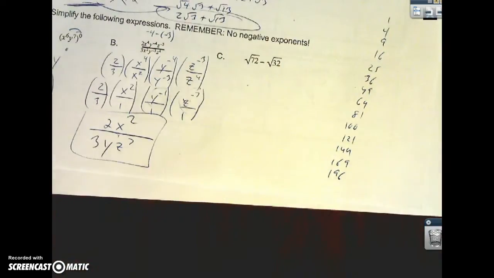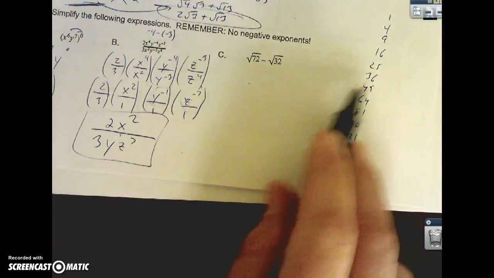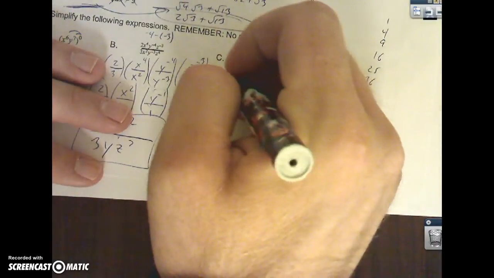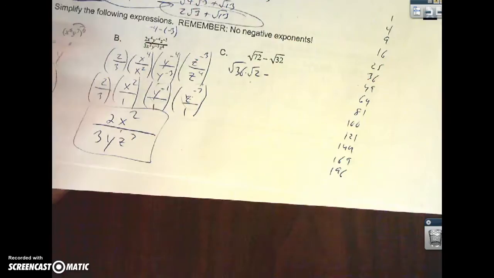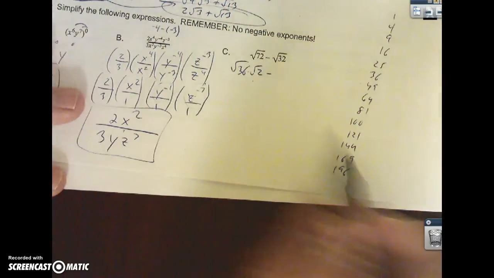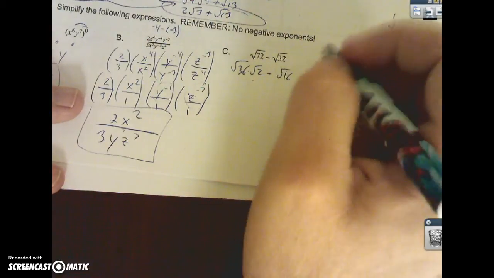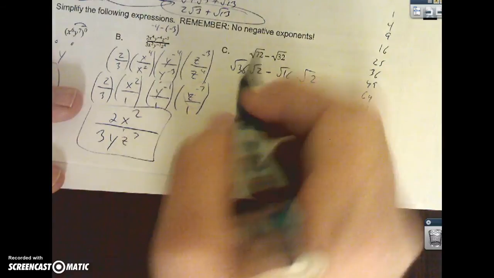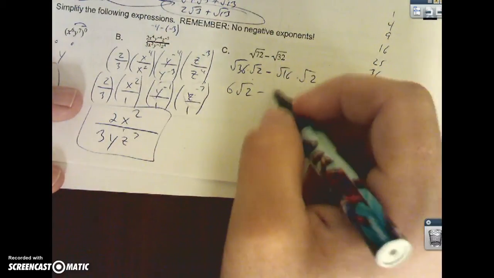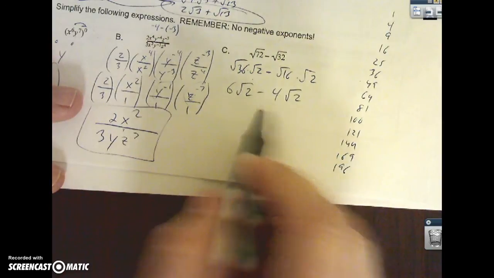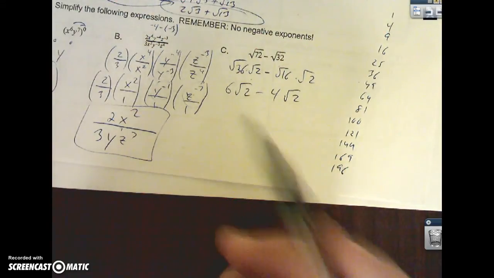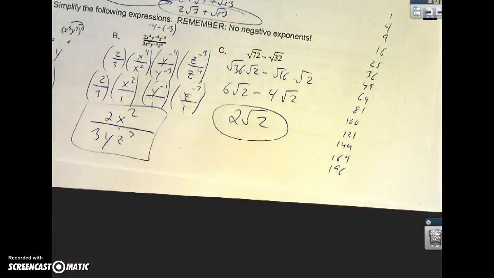Okay? Now, which of these numbers can go into 72? Ta-da! 36. So root 36 times root 2 minus, which of these numbers can go into 32? 16. Square root of 36 is 6. Square root of 16 is 4. Notice that the root 2 stays the same behind it. Now, if I asked you guys what's 6x minus 4x, you would say 2x. So what's 6 root 2 minus 4 root 2? 2 root 2. Hooray!